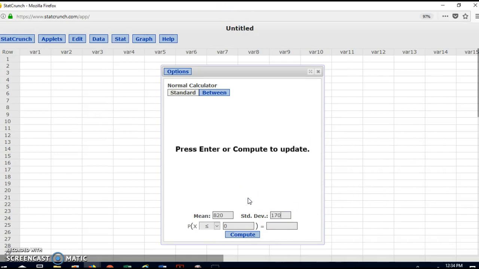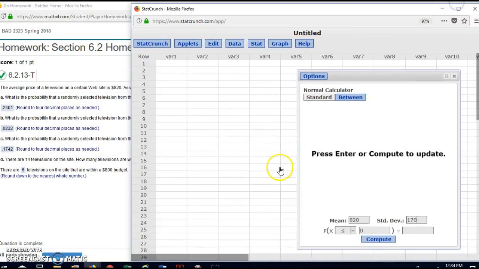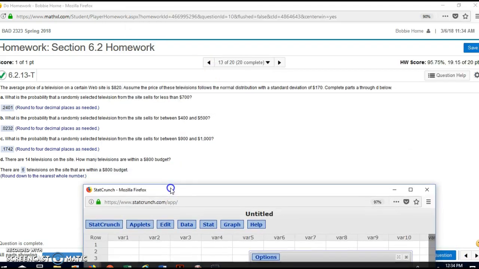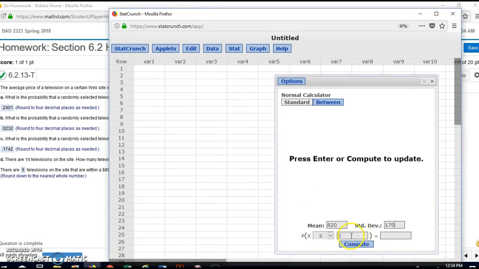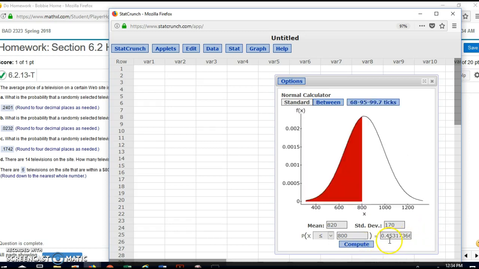And it said there are 14 televisions on the site. How many televisions are within an $800 budget? So within means less than or equal to 800. So if we compute 0.4532, 0.4532 or 45% of these will be within 800.